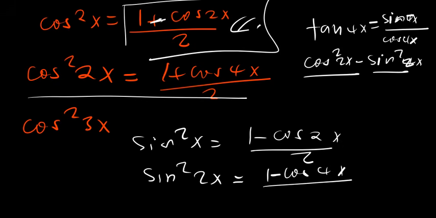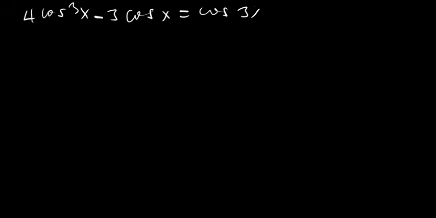So I'm going to copy this question. 4 cos to the power 3 x minus this is equal to that. Can you help me to remember the question? I've even forgotten. I think it is 4 cos to the power 3 x minus 3 cos x is equal to cos 3x. Let me go back. It's the same one, right?